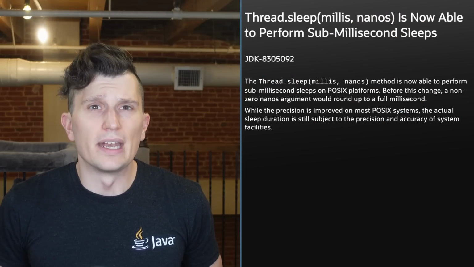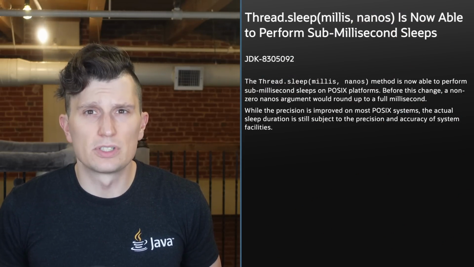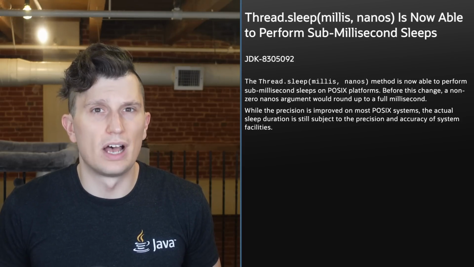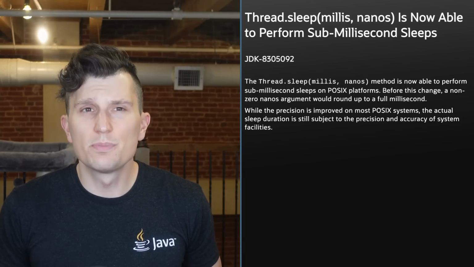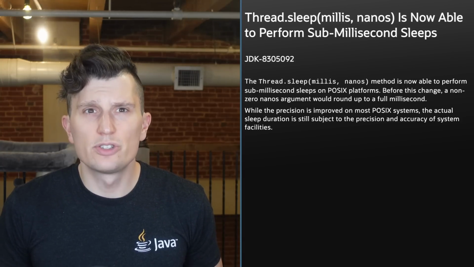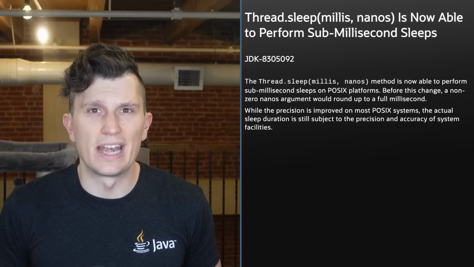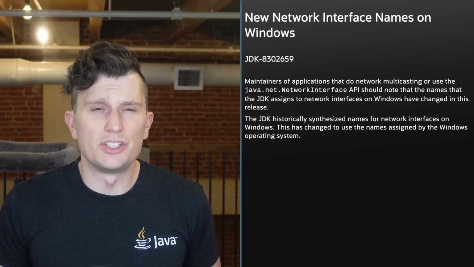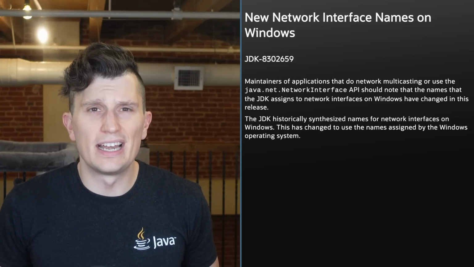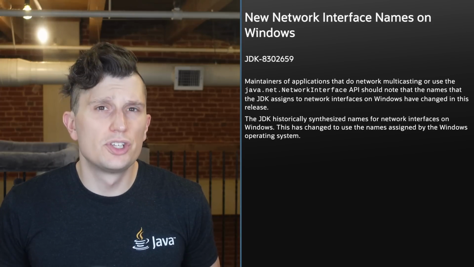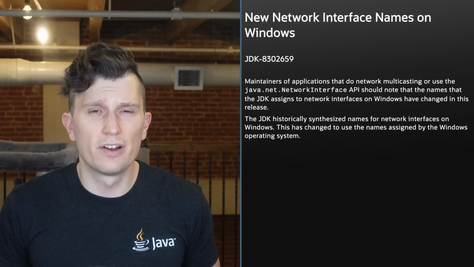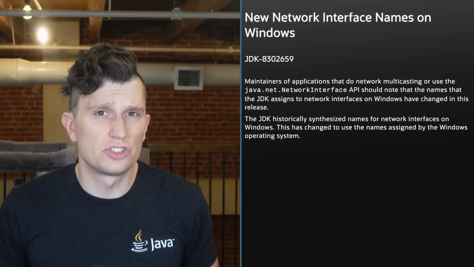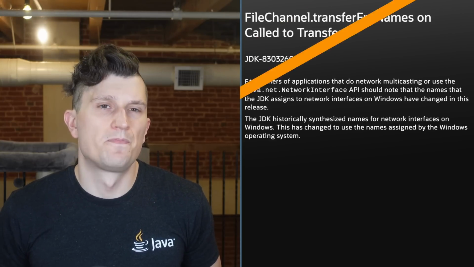The Thread.sleep method is now able to perform sub-millisecond sleeps on POSIX platforms. Before this change, a non-zero nanos argument would round up to a full millisecond. While the precision is improved on most POSIX systems, the actual sleep duration is still subject to the precision and accuracy of system facilities. Maintainers of applications that do network multitasking or use the java.net NetworkInterface API should note that the names that the JDK assigns to network interfaces on Windows have changed in this release. Again, here the release notes go into greater detail on this change, and I would recommend checking them out.